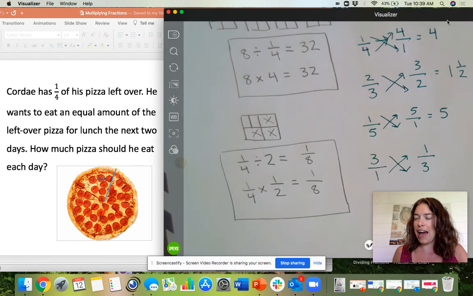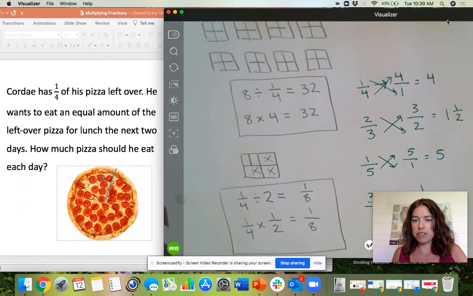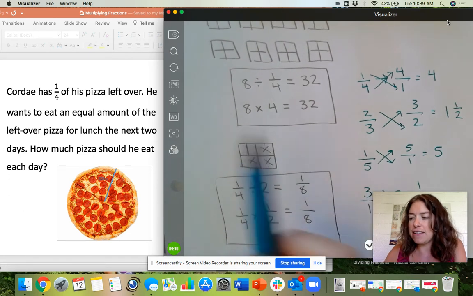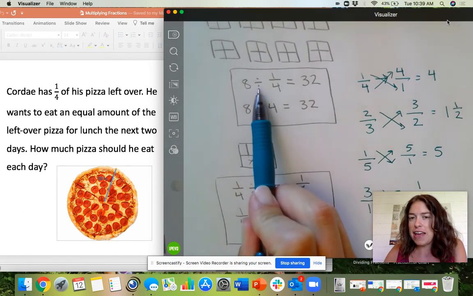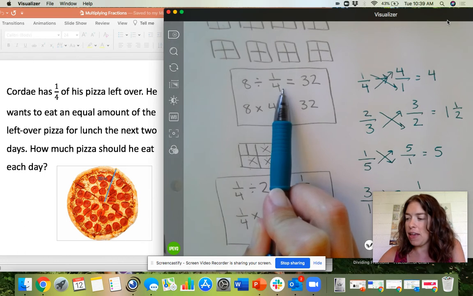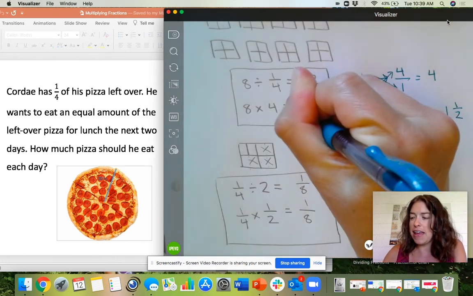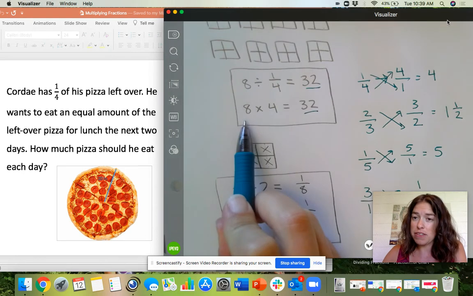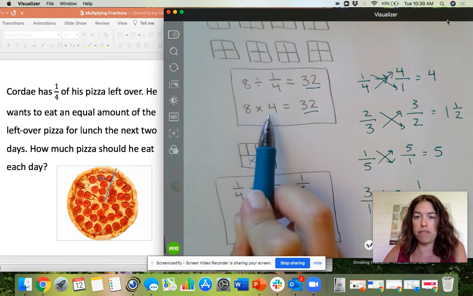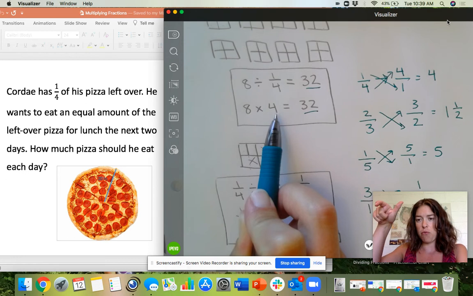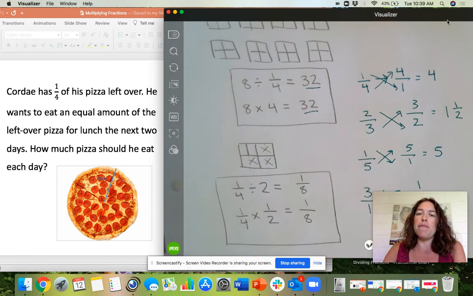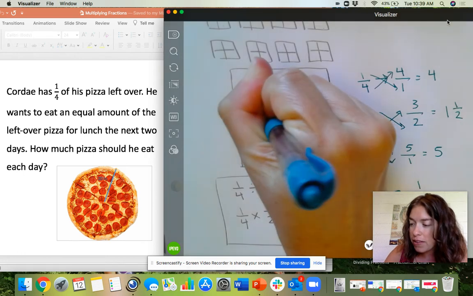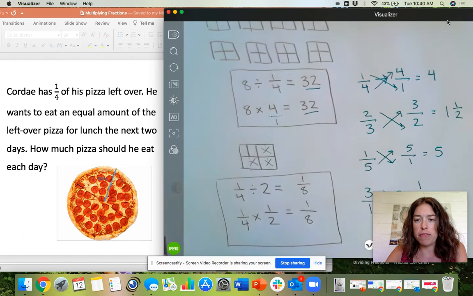But as we look at what we just proved with our models, I'm noticing that 8 divided by 1/4, I get the same answer as when I did 8 times the inverse of 1/4, which is just 4. I just flipped that 1/4 over, which would make it 4 over 1. We don't really need to write the 4 over 1. I'm just going to write a little dot right there.